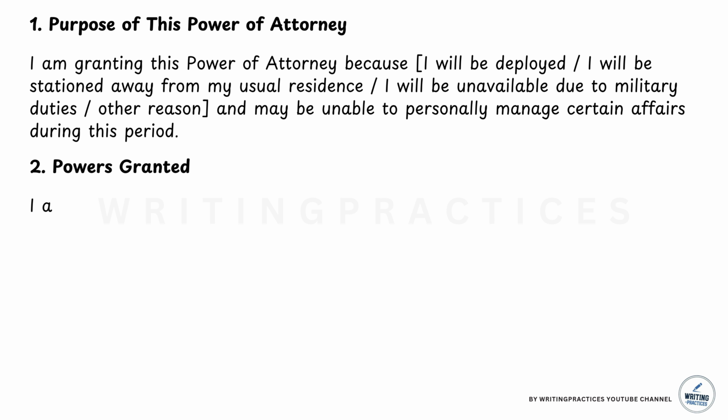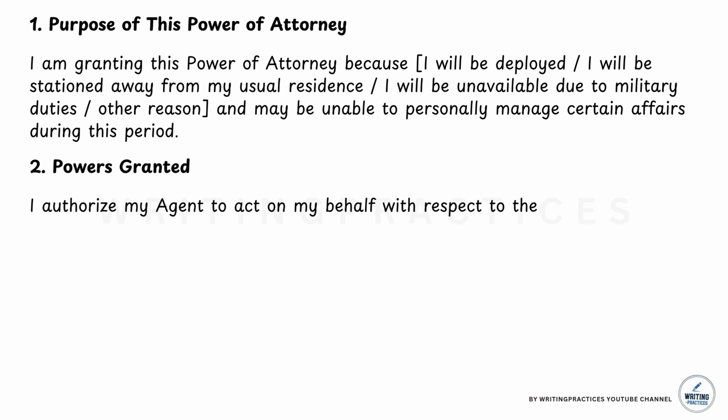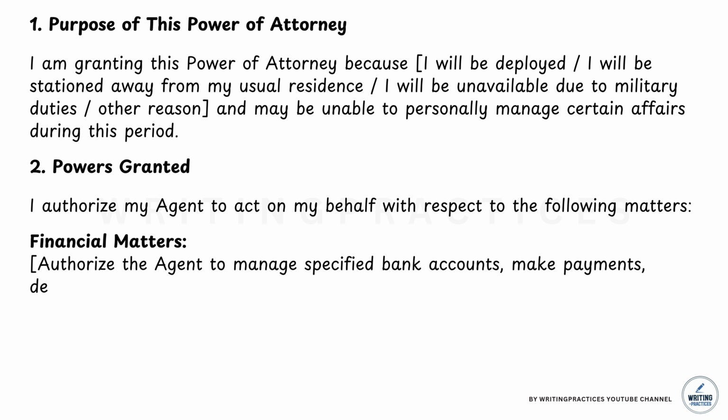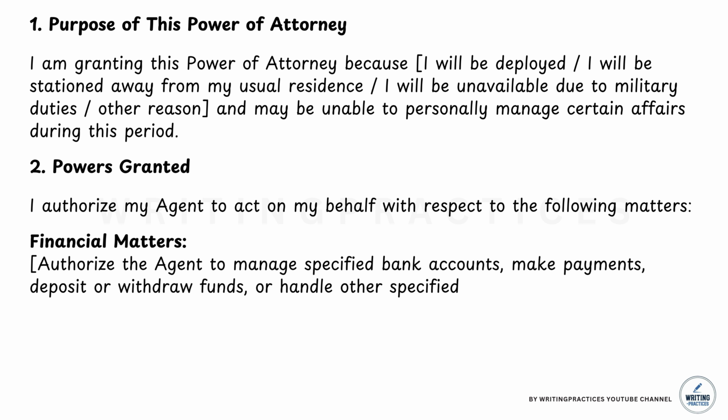Section 2. Powers granted. This is one of the most important sections of the entire power of attorney because it explains exactly what the agent can do. The full sample is 2. Powers granted. I authorize my agent to act on my behalf with respect to the following matters. Financial matters. The agent is authorized to manage my checking account, ending in 2847 at First National Bank, make ordinary payments on my behalf, deposit funds, and withdraw funds as reasonably necessary to pay household expenses and obligations.